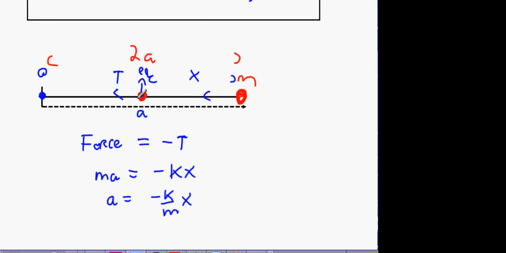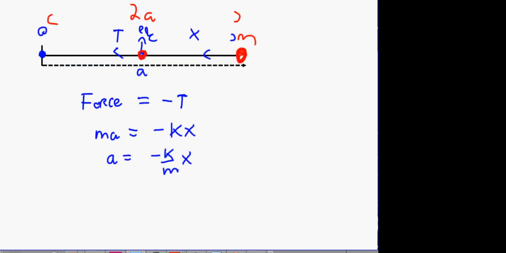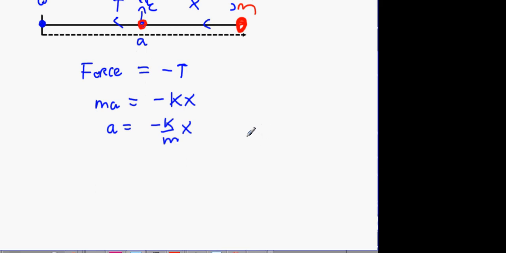So we're going to work off our simple harmonic motion first. Please remember, a equals minus omega squared x. Okay, this is the formula for all simple harmonic motion. Compare both formulas to each other. This means k over m equals omega squared. Omega squared equals k over m. Therefore, omega equals the square root of k over m.